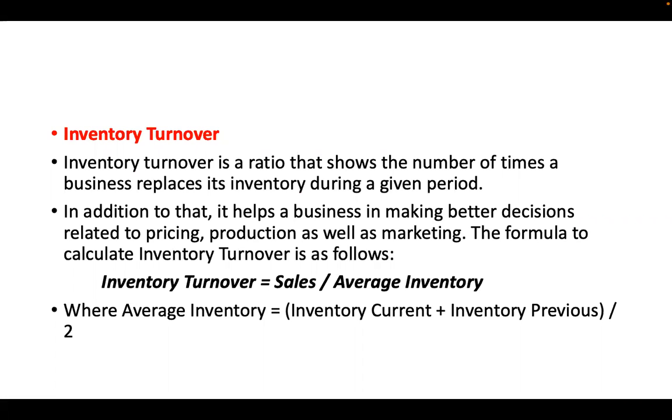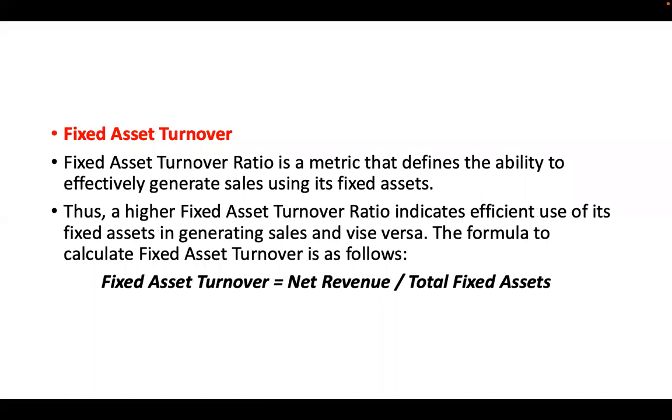This is a very important ratio if I'm talking from a company's perspective. Okay, so inventory is what we call a current asset. Now we have to talk about what the fixed asset turnover is. Fixed asset turnover is a metric which indicates the ability to effectively generate sales using its fixed assets. So how much sales a company can generate if they use their fixed assets.